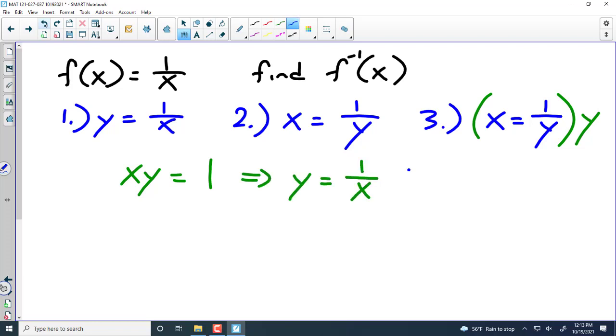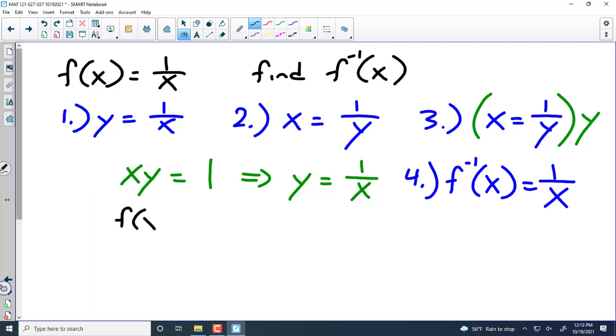Fourth step. What gives? It's the inverse of itself, everyone. That's just how the equation is, though.